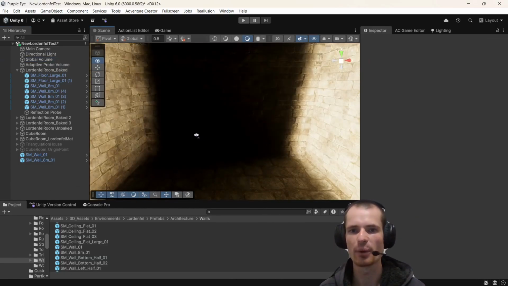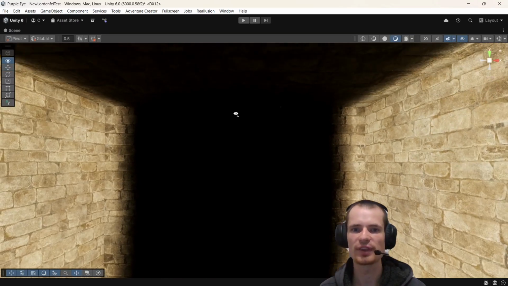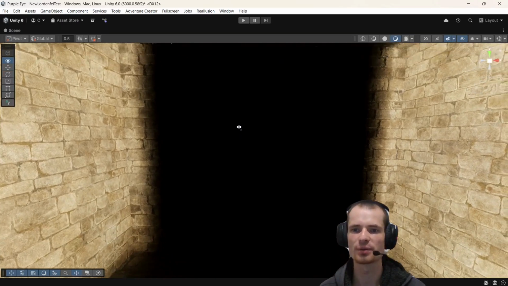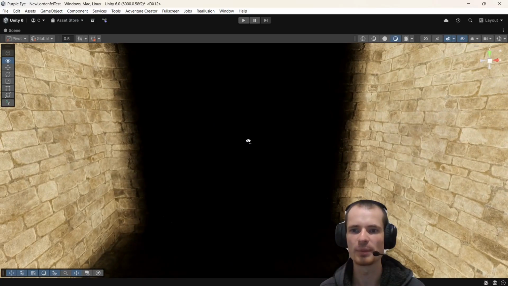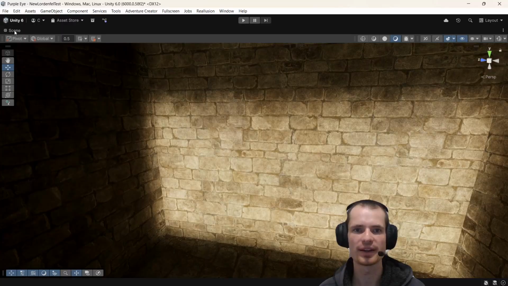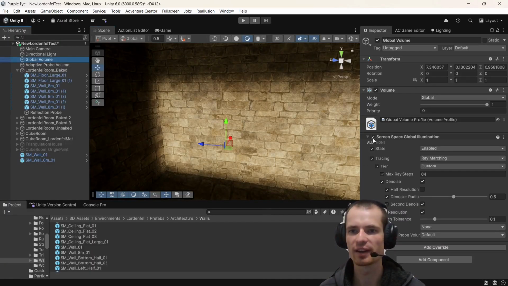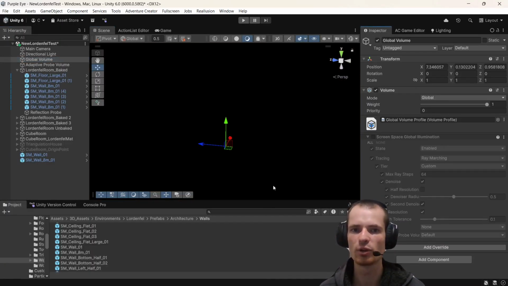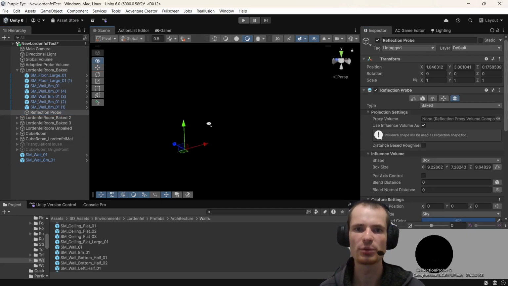And if I enter this house, I pretty much have the exact same issue, with the black line in the middle and the bright walls on the side. And to be clear, if I go to the volume right here and disable screen space global illumination, as expected, the room is now dark, as it should be with baked lighting and a reflection probe.